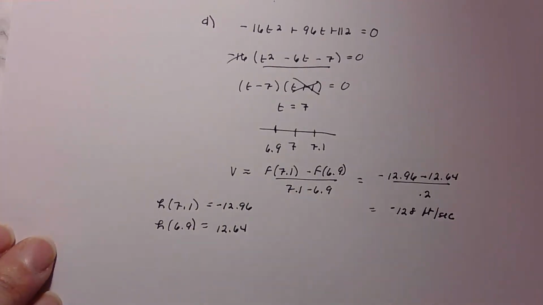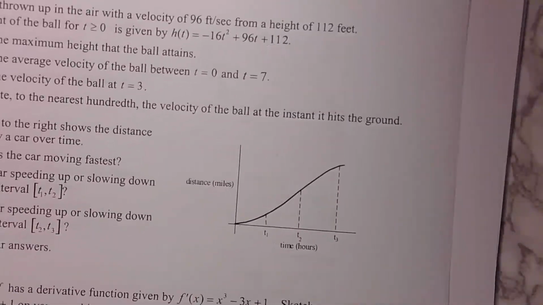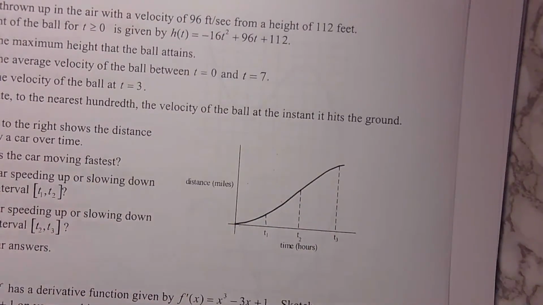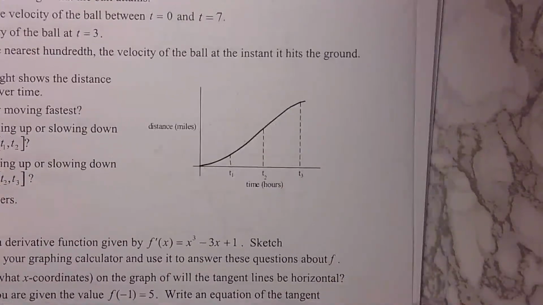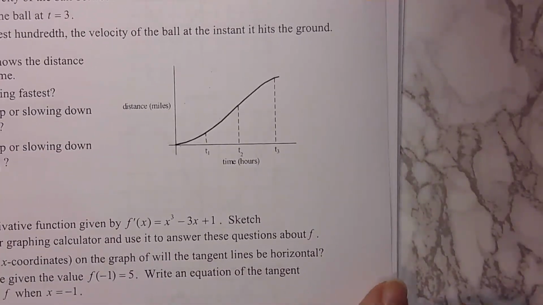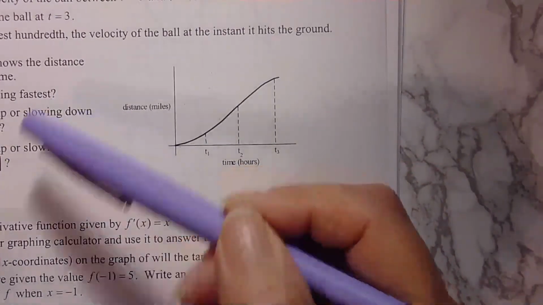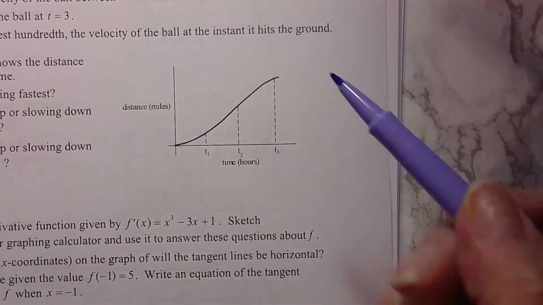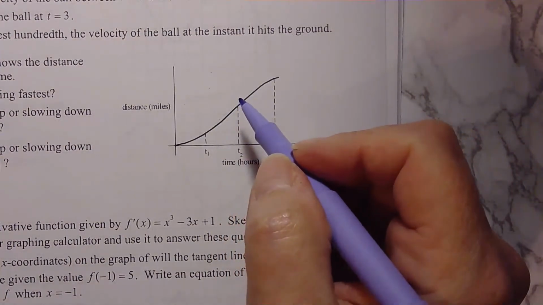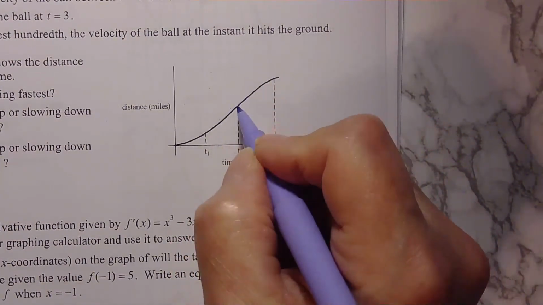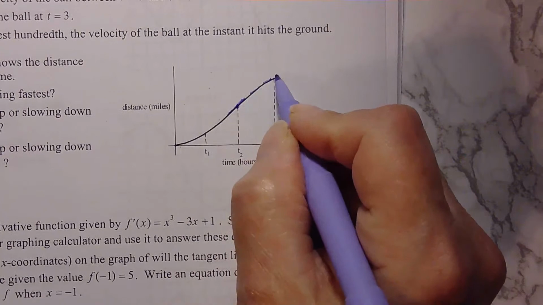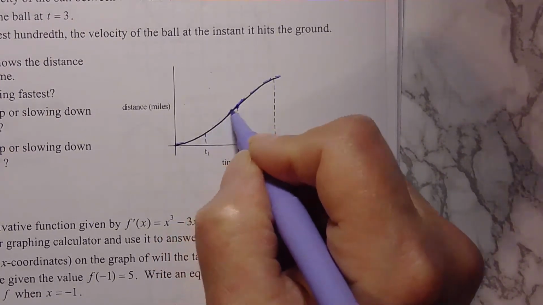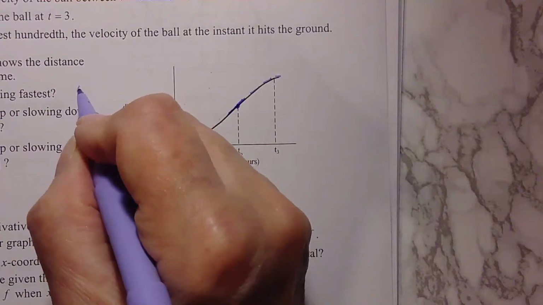So that's number 7. Number 8, we have this graph here, and you're asked to answer some questions about the graph. In part A, you're asked, when is the car moving the fastest? The car is going to move the fastest when the tangent line is the steepest, in the positive direction. And right about here, we would have the steepest tangent line. Starting right there, they start to decrease, and down here, they begin to increase. So this is about the steepest point, so T sub 2.